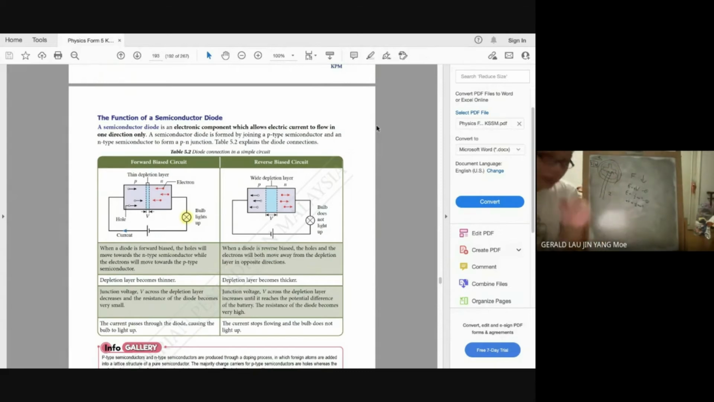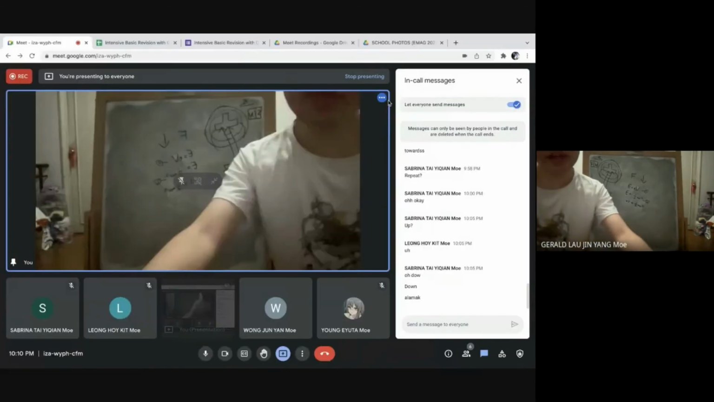Actually, before I move on, let's look at how you form the P layer and the N layer of the semiconductor diode. Okay, give me a while.